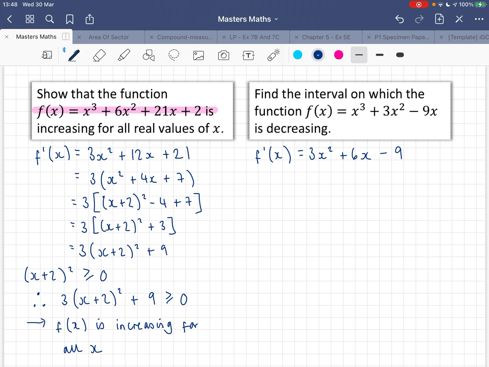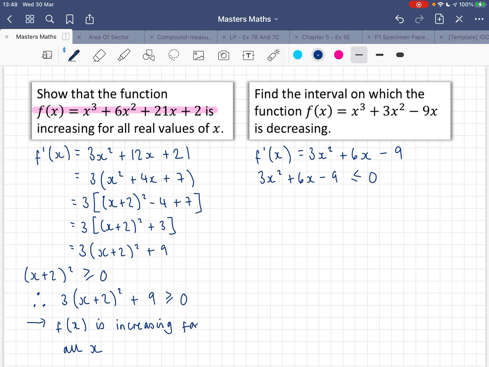We still have a quadratic. We want to put it less than or equal to 0 because we're trying to prove that it's decreasing. We're trying to find the values where it gives us a negative answer. So we're going to put 3x squared plus 6x minus 9 is less than or equal to 0.